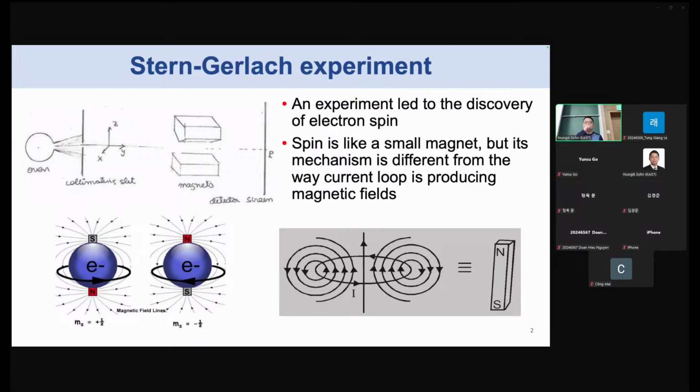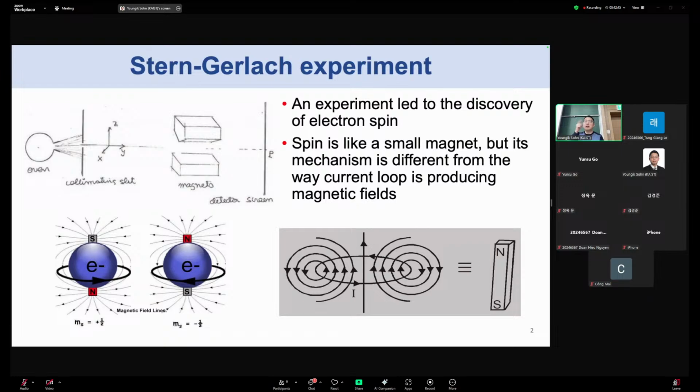From this name, actually, the name is a little bit misleading, because with spin you think something is rotating.